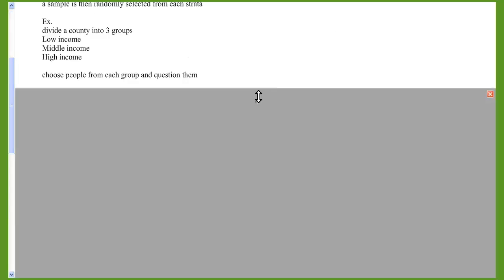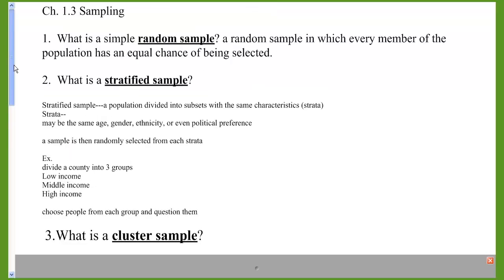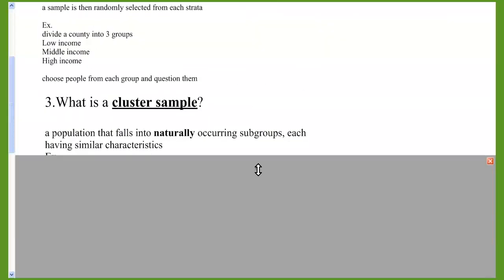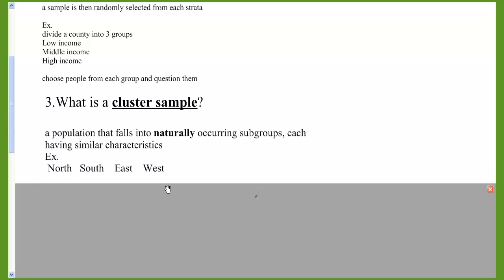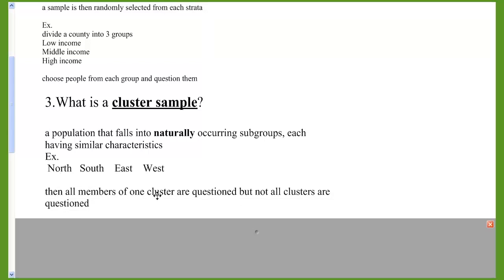The next kind is the cluster sample. Stratified and cluster samples get mixed up a lot of times. This one you should fall naturally into your subset, like north, south, east, or west, or brown eyes, or blue eyes, or green eyes. And what you do is you break the population into groups, and then you go around and you question all members of some of the clusters. It might not be just one. Like I could question the north, the south, and the east, and maybe not question the west.